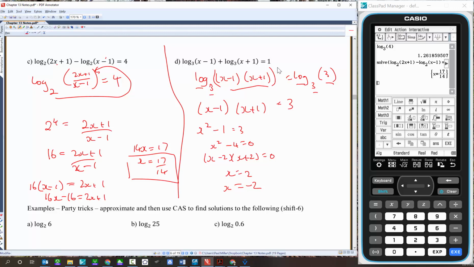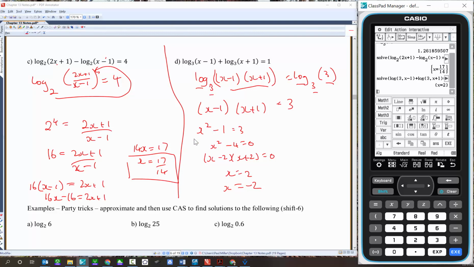Let's ask the calculator and see what the calculator says. I'm going to go solve. Now, I've got a quick way of typing this in, so I'm just not going to use Shift 6. I'm going to type in log 3 of (x take 1) plus log 3 of (x plus 1) equals 1 for x, please. X is equal to 2. So we've ended up getting two solutions, but the calculator has only accepted one.